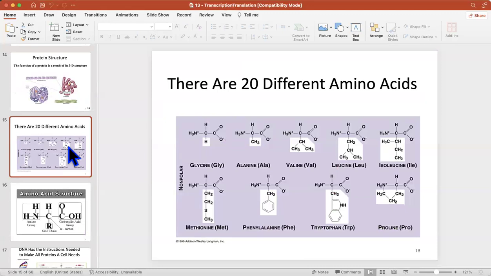So okay, why are transcription and translation important? Because if the process goes wrong, eventually the amino acid sequence will be wrong, and then the protein you produce will be wrong. So there are totally 20 different kinds of amino acids.